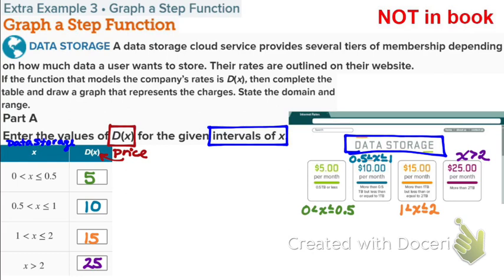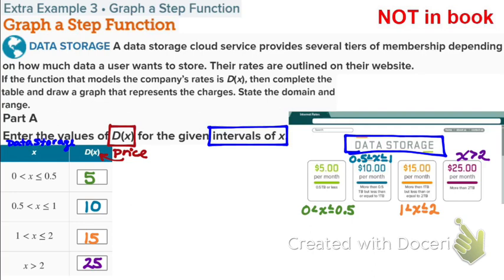No. If you only need a little bit, it doesn't matter if it's 0.1 or 0.01, you have to pay $5. And you pay $5 all the way up until when? Yeah, up until half a terabyte, up until 0.5. You pay this flat price of $5.